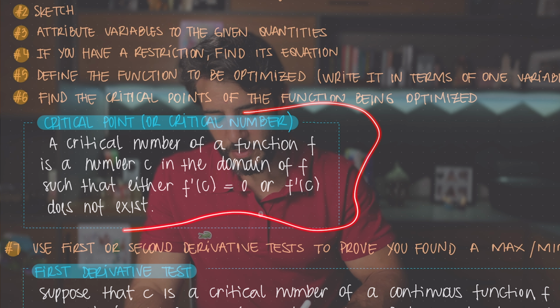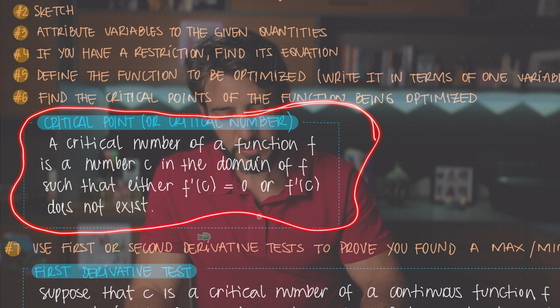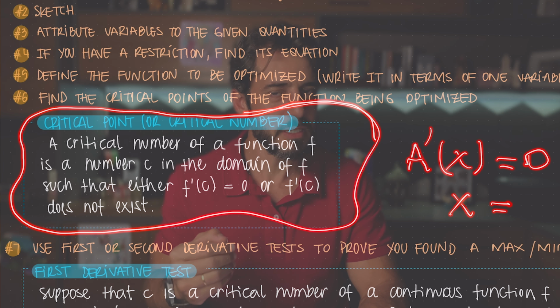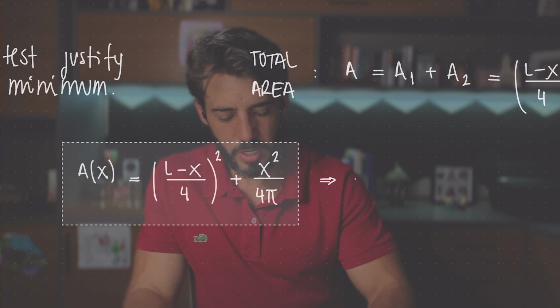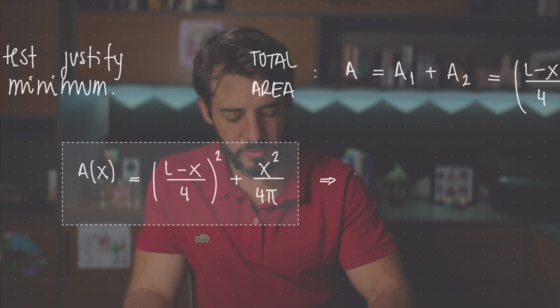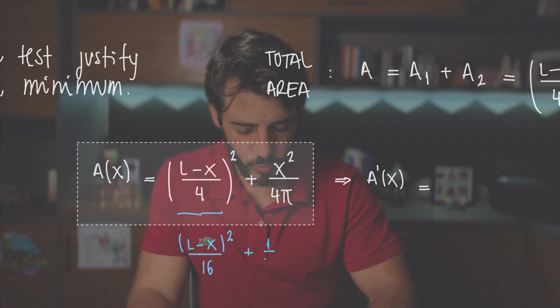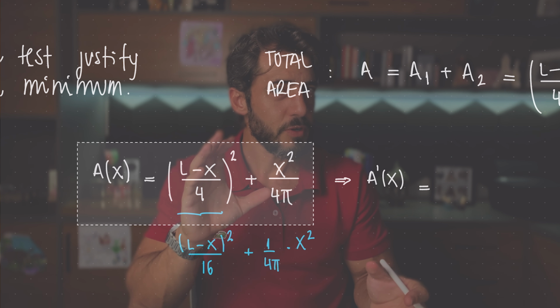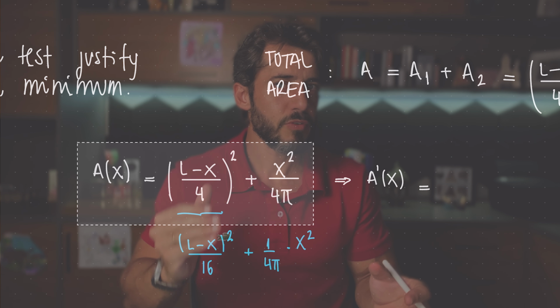The next step is to find the critical points, which means that we need to differentiate A and equal it to 0 to find our critical point x equals something. We're going to see what that something is in a minute. But first of all, what is A prime of x? Before differentiating A of x, you can rewrite A of x as such. This is the same as (L minus x) over 16, and this L minus x is squared. And this can be represented as 1 over 4 pi times x squared. On the second term, I deliberately separated the 1 over 4 pi from the x squared to make it very evident that 1 over 4 pi is just a constant. And you can do the same right here.